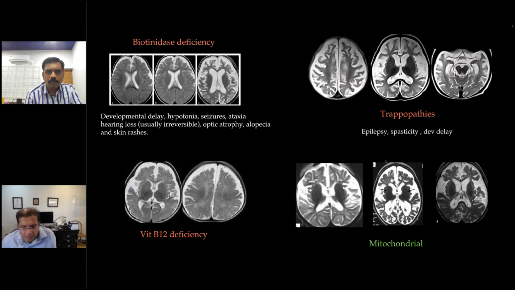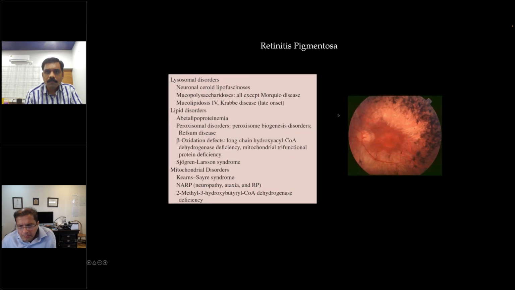Differentials can be many, especially when we encounter the child in the burnt out phase or the chronic stage, but these are the common differentials to be ruled out given the global volume loss: pyridoxine deficiency, vitamin B12 deficiency, mitochondrial disorders, and leukopathies. Retinitis pigmentosa was seen in this case, and lysosomal storage, lipid disorders, and mitochondrial disorders are common causes of retinitis pigmentosa.